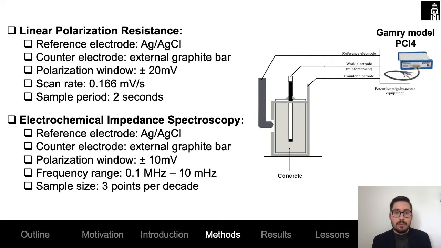2 seconds per sample. Now, electrochemical impedance spectroscopy, or EIS, is an AC, alternating current, technique that is non-destructive as well. The same setup was used with the reference and counter electrodes, and the polarization window is a bit smaller than that of the linear polarization resistance, at 10 millivolts. The frequency range was a full sweep from 0.1 megahertz to 10 millihertz, and the sample size was 3 points per decade.